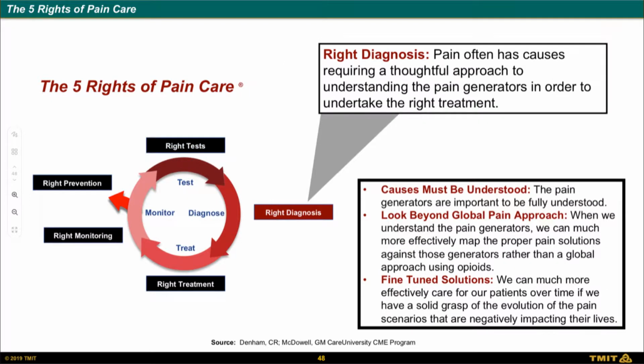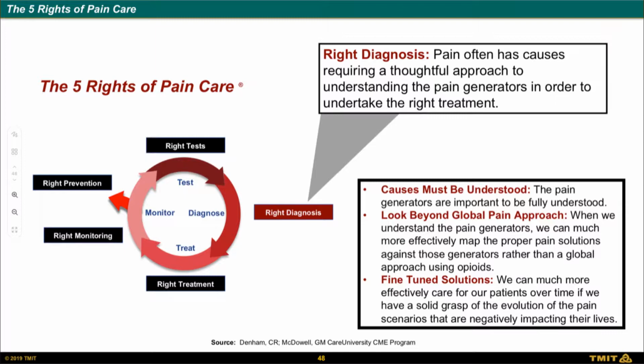We move to the next slide, which talks about the right diagnosis. And again, we need to really look at this in a very thoughtful manner. So pain has causes requiring a thoughtful approach to understanding the pain generator in order to undertake the right treatment.